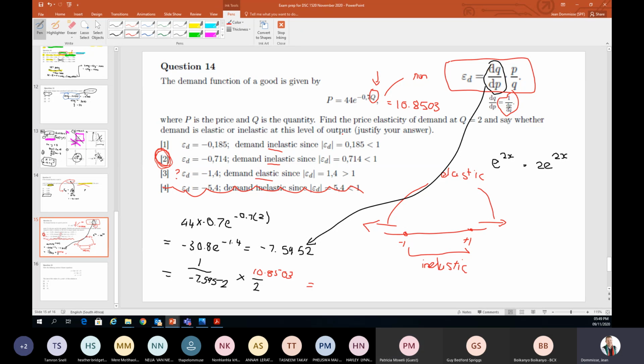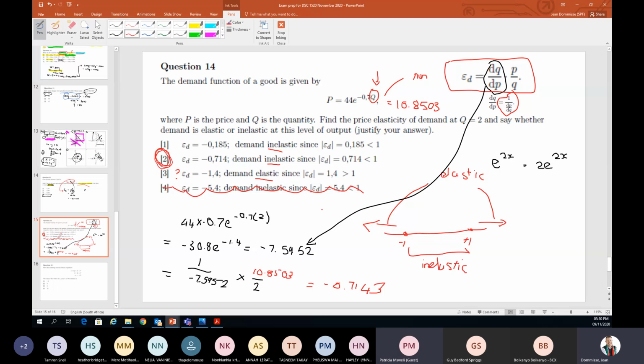So 10.8503 divided by 2 times 1 over minus 7.5952. So you can basically say divided by 7.5952 negative, which will give us minus 0.7143. Okay, which is option 2.